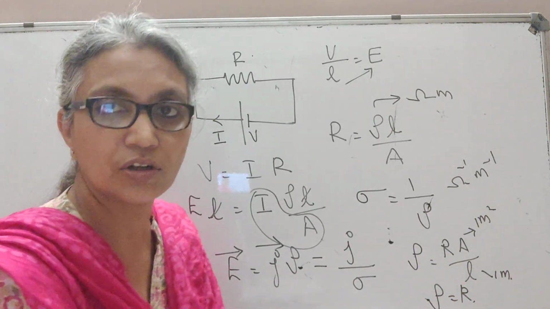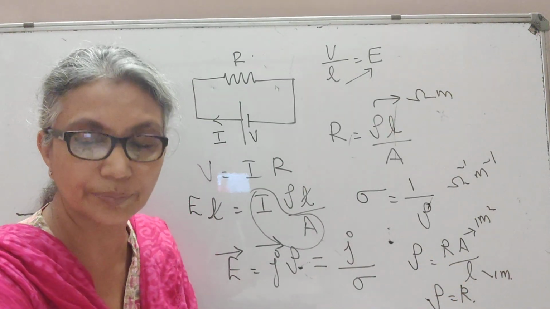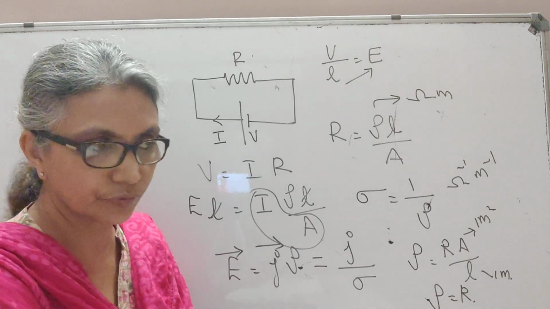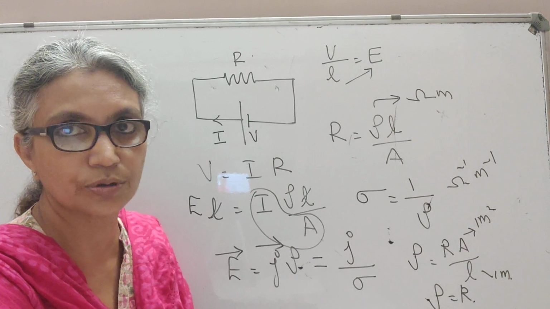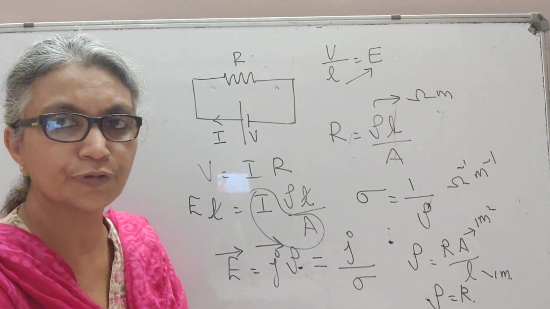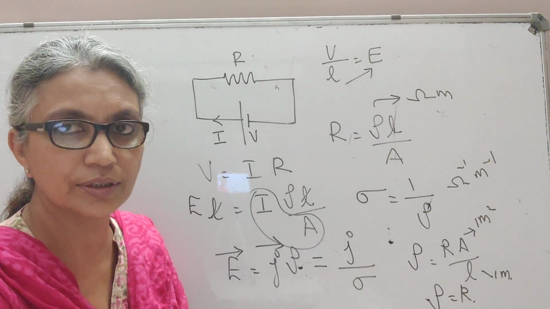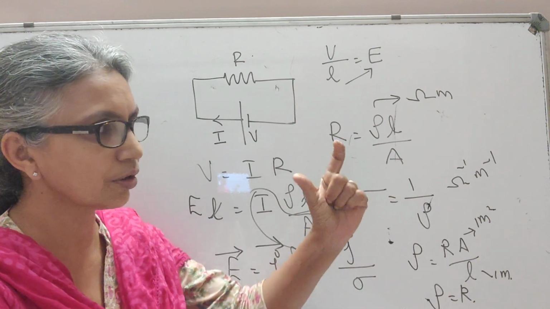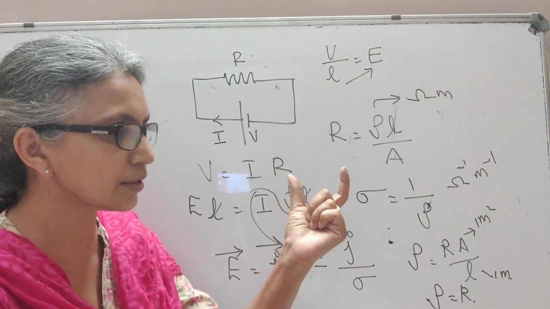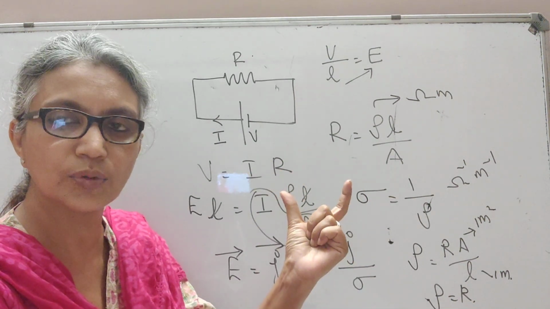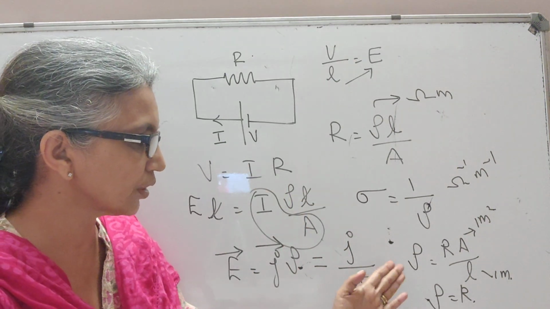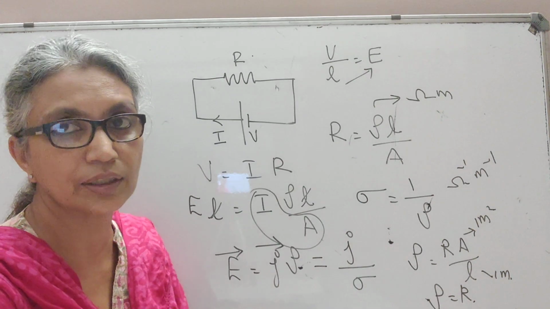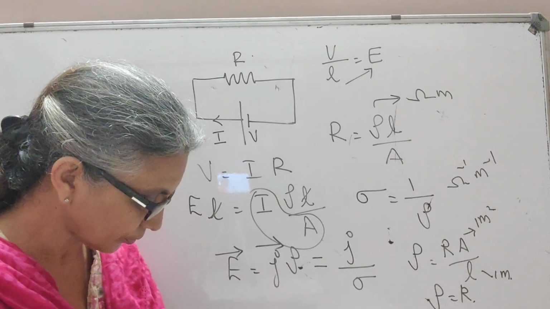So resistivity cannot change unless you change the material, or we are going to see further that it depends on temperature also. But otherwise, if you've not changed the material and if you've not changed the temperature, you always talk about resistivity as the resistance of a material whose length is 1 meter and area of cross section is 1 meter square. So we have resistivity as a constant for a given material at a given temperature.